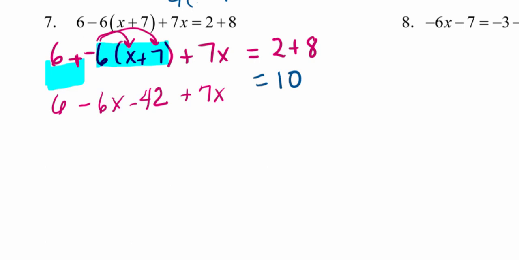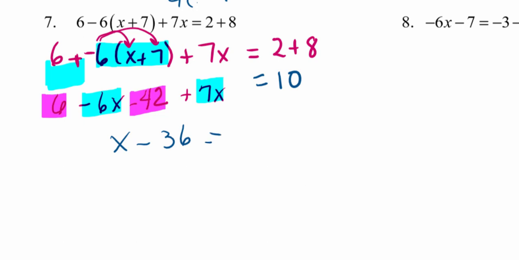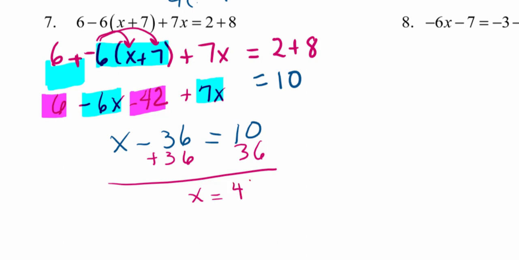Now let's look at like terms on the left-hand side. We've got 7x and a -6x. So we're going to do that first. That gives us a 1x. And then we also have the 2 constants, right? The 6 and the -42. So that's going to give us a -36. And that equals 10. So now we have to isolate this x, which means we're going to add 36 to both sides of the equation here. And we get x equals 46.